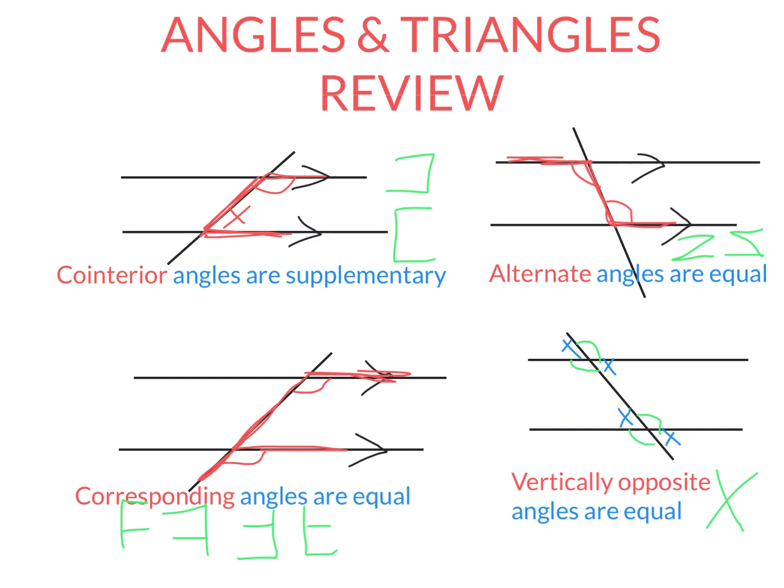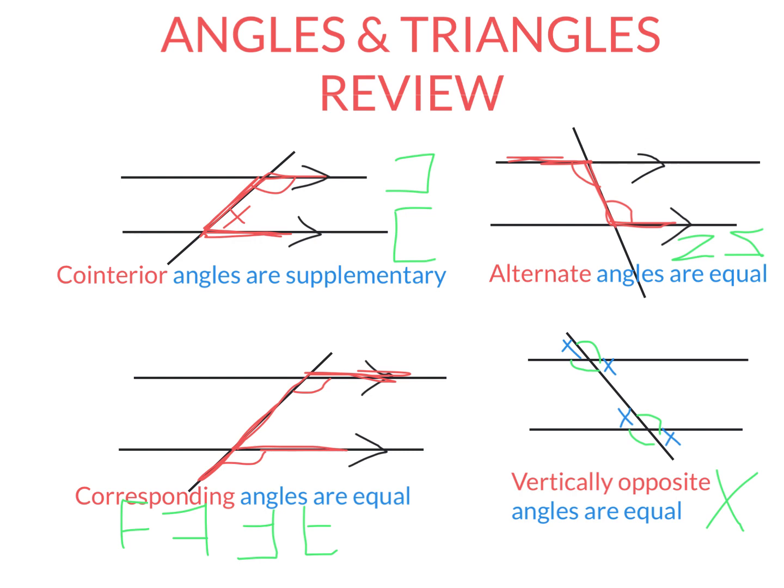This is going to become useful when we do similar triangles. So we're going to start by reviewing angles and parallel lines. So there's three that you need to know: co-interior, alternate angles, and corresponding angles. So these three require parallel lines.